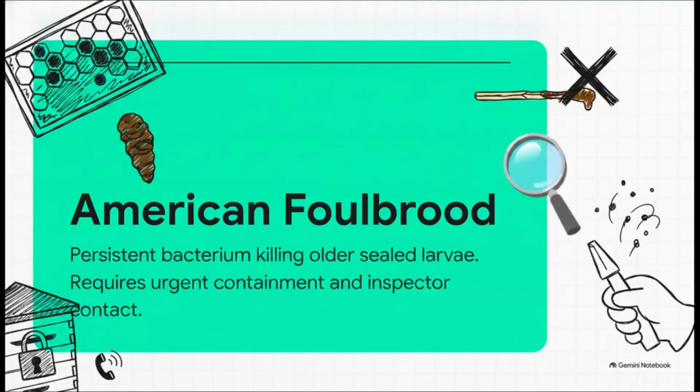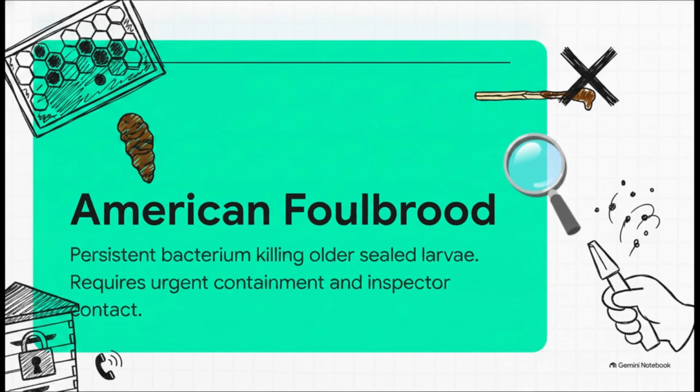Okay, we have to talk about the one that keeps beekeepers up at night, American Foulbrood or AFB. This is a highly infectious, persistent, spore-forming bacterium that kills older, sealed larvae. It leaves behind a mottled, dark, sunken, and often perforated capping. If you suspect AFB, it demands the immediate closure of the hive and a call to your state apiary inspector.